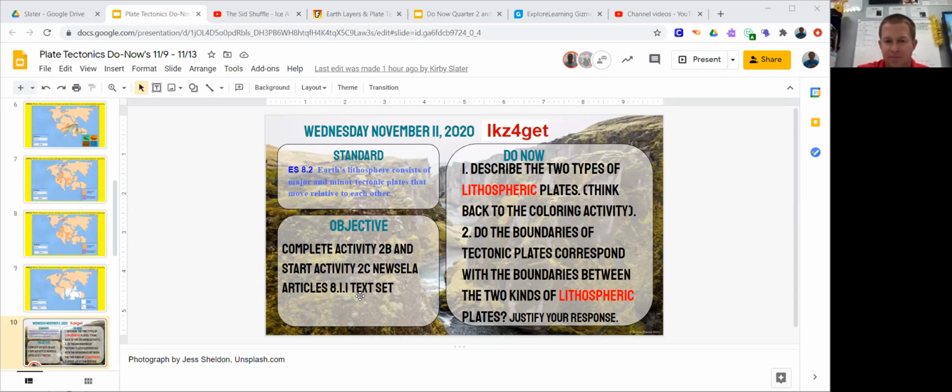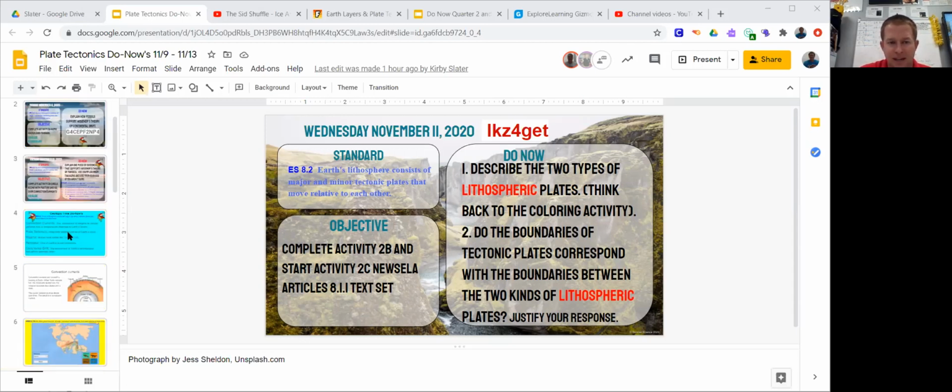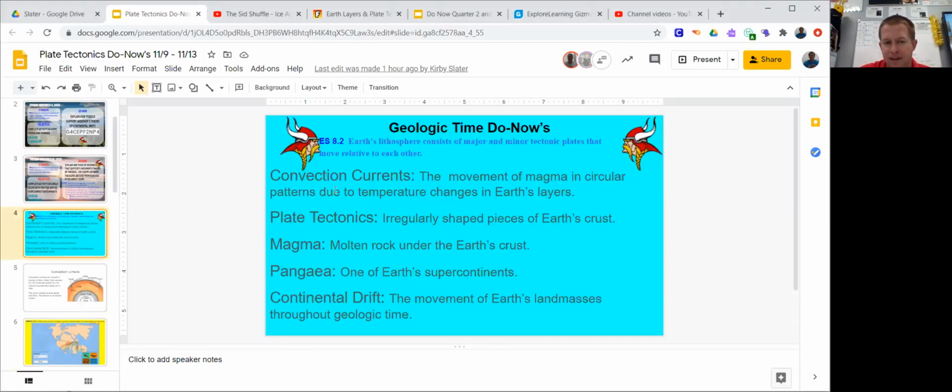And then on Friday, you'll be taking the level 2 assessment for Earth Science Standard 8.2, how Earth's lithosphere consists of major and minor tectonic plates. You're going to have to remember the vocab. Some of you still are struggling with the vocab. So we have convection current, tectonic plates, magma, Pangea, and continental drift. Right now, I'll give you 15 seconds to take a picture of that screen so that you have those words and their definitions.